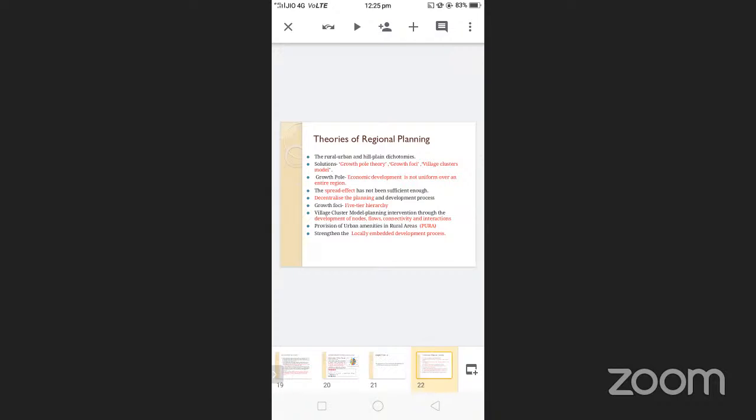Moving towards our last objective, as seen earlier, the lack of economic opportunity and welfare schemes in hill districts has further aggravated the developmental disparities in the state. Thus, the solution to such disparities lies in the combination of growth pole theory, growth foci, and the village cluster model.